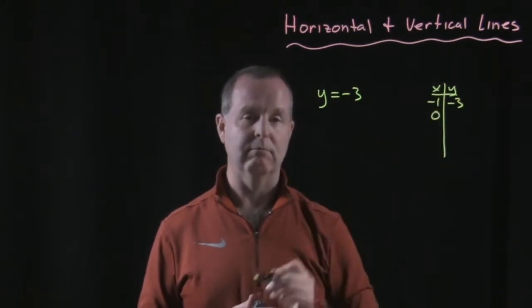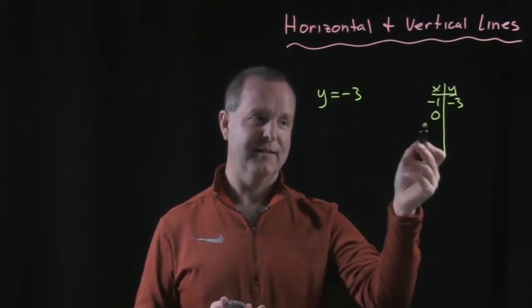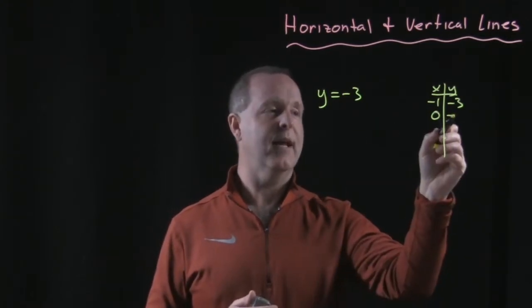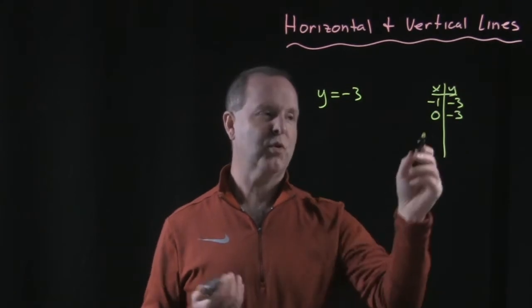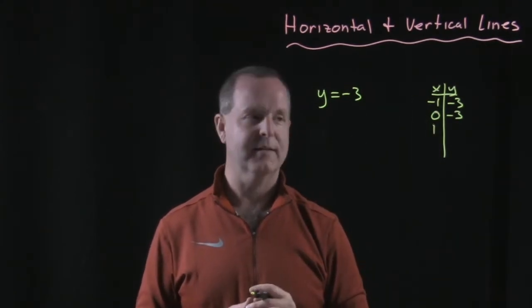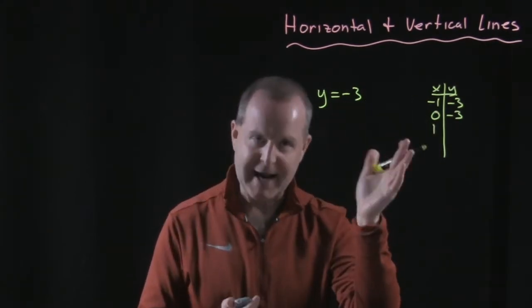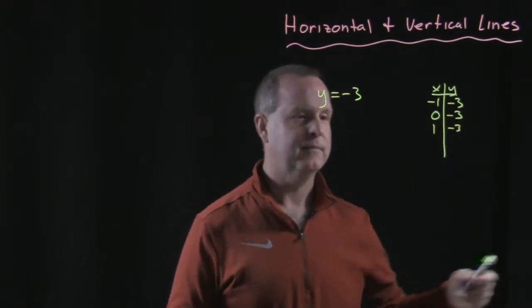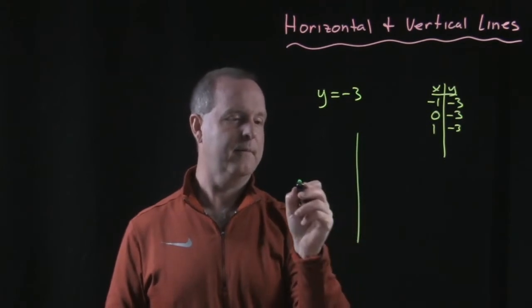What about if x was 0? There's no x, so if x were 0, it doesn't matter, it's irrelevant. y is still -3. And let's try 1 because we like my 3 favorite points. If x were 1, no x, y equals -3. See what happens there?